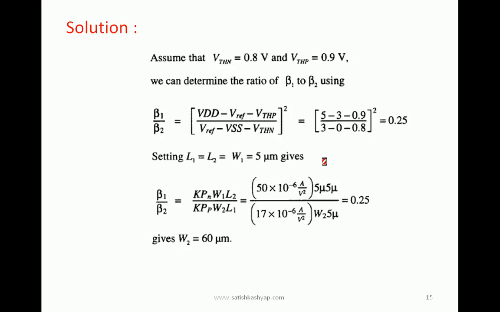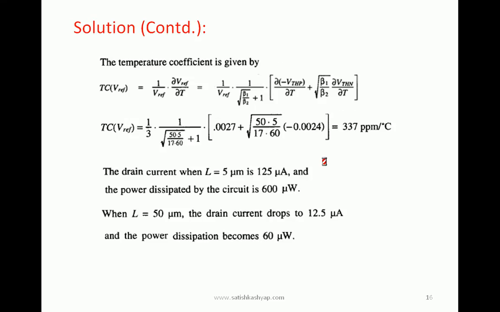Out of 4 unknown parameters L1, L2, W1, W2, L1, L2, W1 are assumed as 5 micrometers and W2 is calculated from the beta 1 by beta 2 ratio. Second part is temperature coefficient. We have already seen the standard formula for this circuit, and we substitute the known values in that equation.